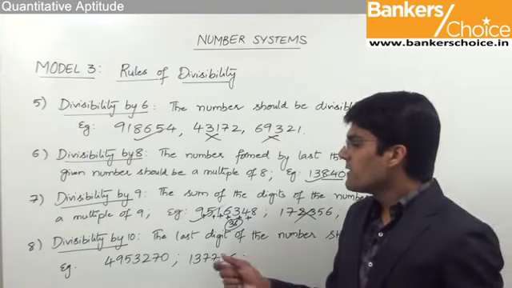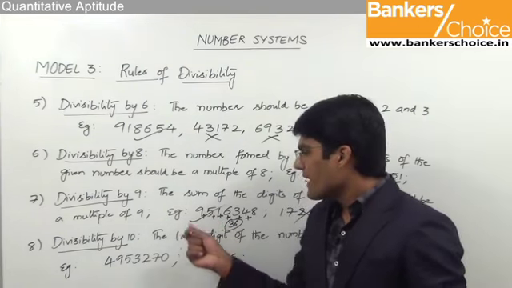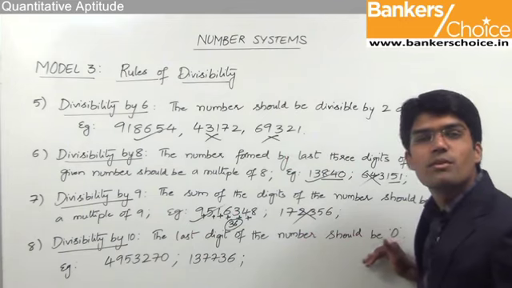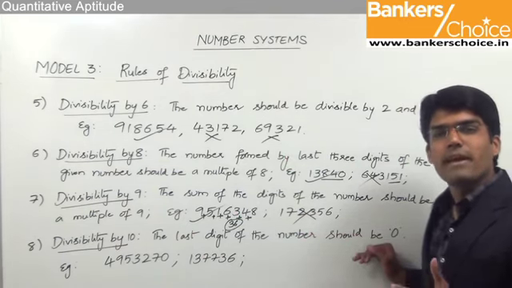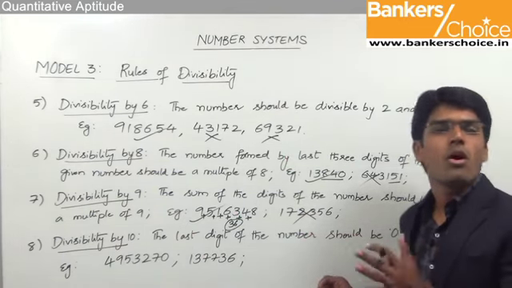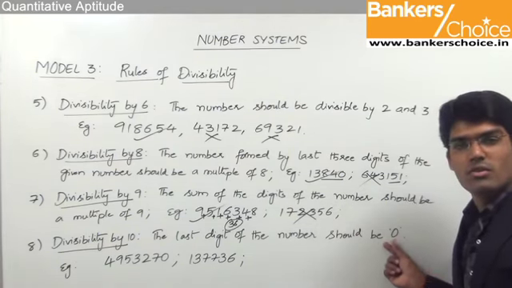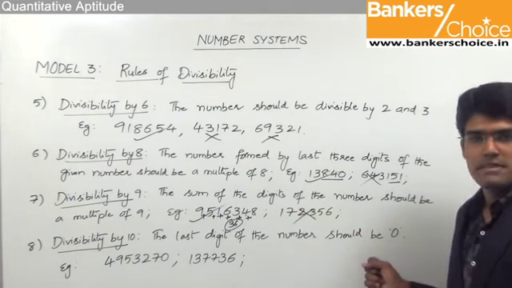Moving on to the divisibility rule for 10. For a number to be divisible by 10, the last digit of the number should be 0. So like in case of 5, the last digit has to be 0 or 5. But in case of 10, the last digit should be only 0. Only then the number is divisible by 10.